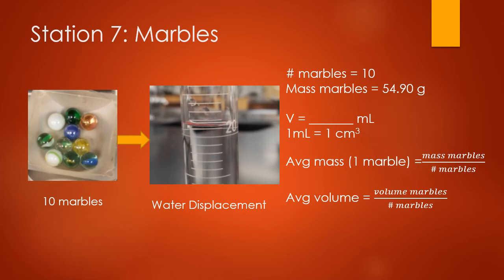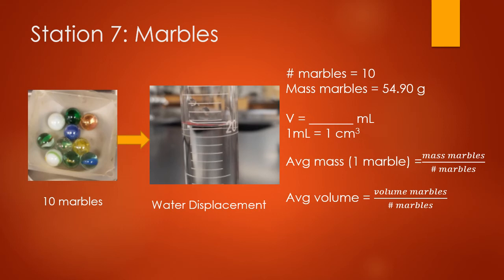So now let's look at Station 7. You're noticing I skipped Station 5 and Station 6. You can cross those out. We will not be completing those this semester in lab. We are skipping to Station 7, so do not do Station 5 or Station 6. Station 7 is determining the average density of a marble.